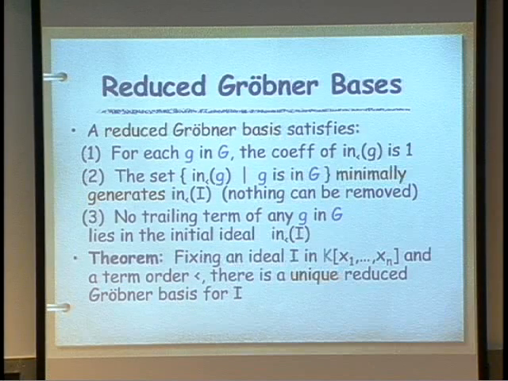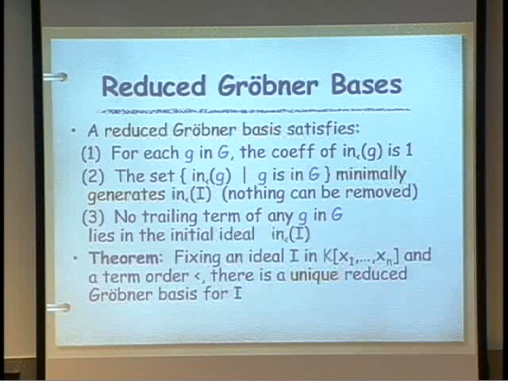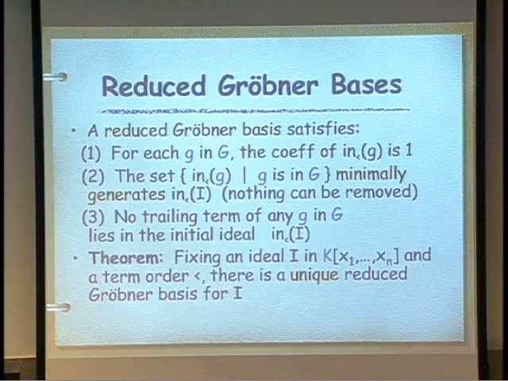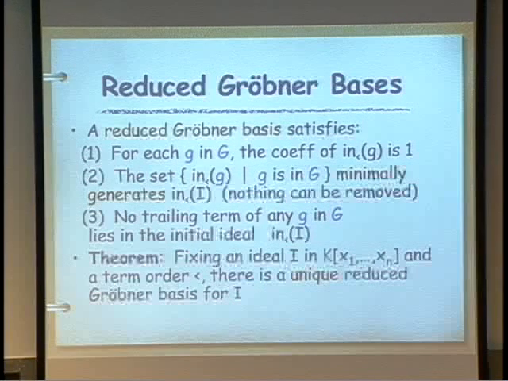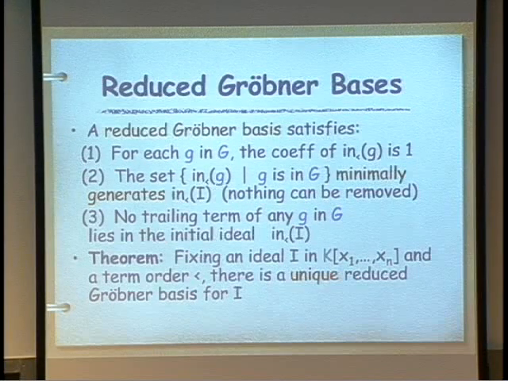Now, secondly, I'm going to throw out wasteful, irredundant polynomials. So I require that the set of leading monomials actually minimally generates the initial ideal. So if there's somebody I don't need, I'm going to just throw them out. No questions asked. And the third rule is: no trailing term of little g in big G lies in the initial ideal.